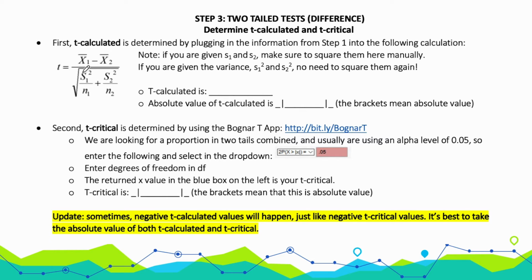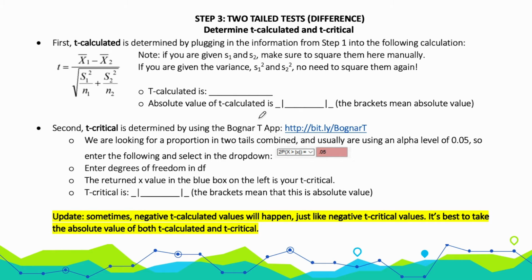So I'd first solve each of these fractions, add them together, and then that final sum, I would take the square root of it. Once you have that, just divide your numerator by your denominator, and you're good to go. You'll have your t-calculated value. Now you'll want to take the absolute value of t-calculated. Mathematically, that just means if it's positive, that's great. If it's a negative number, make it positive.